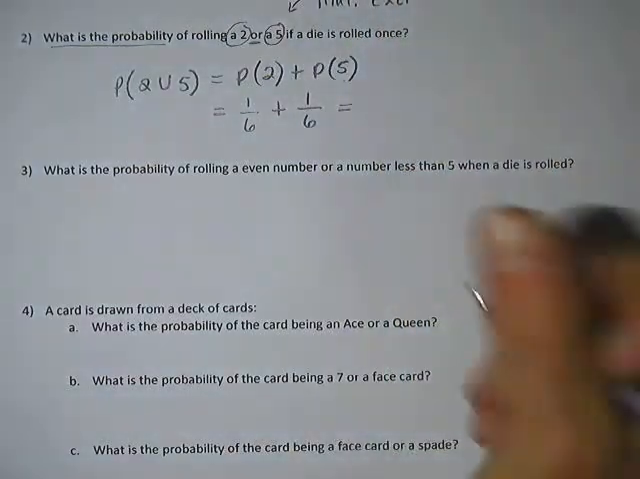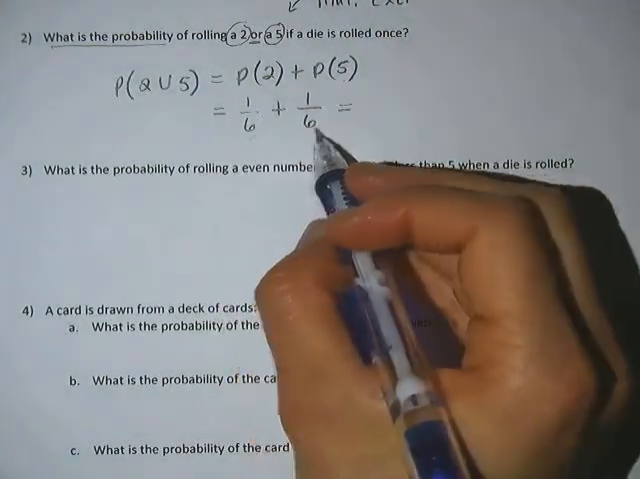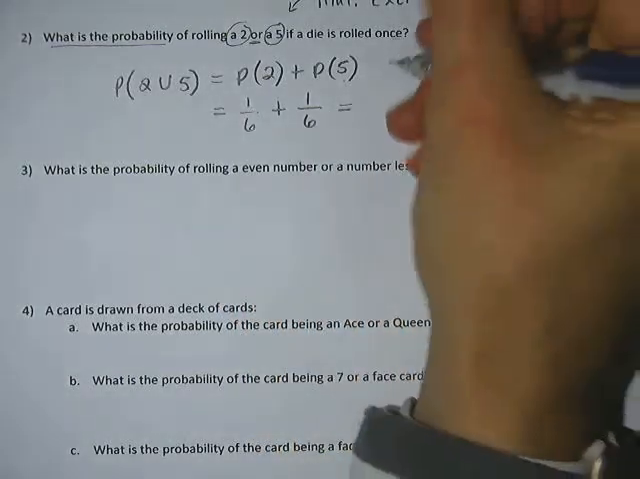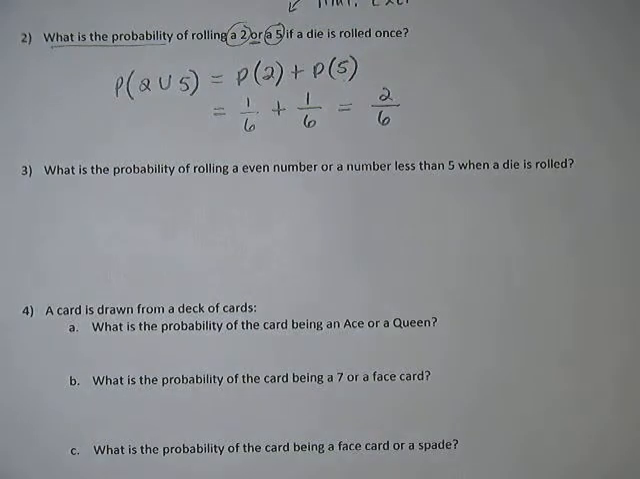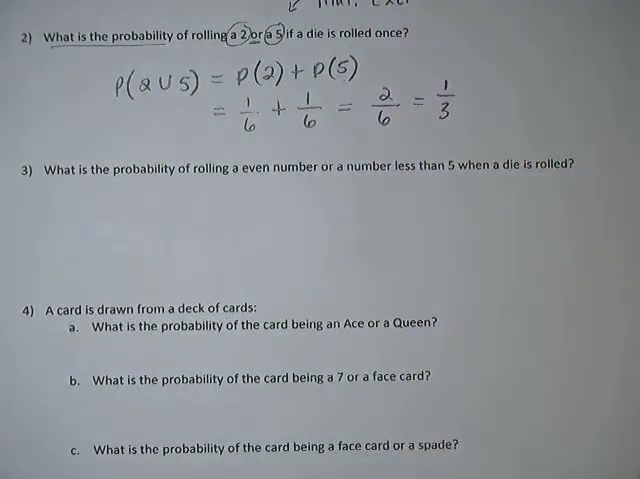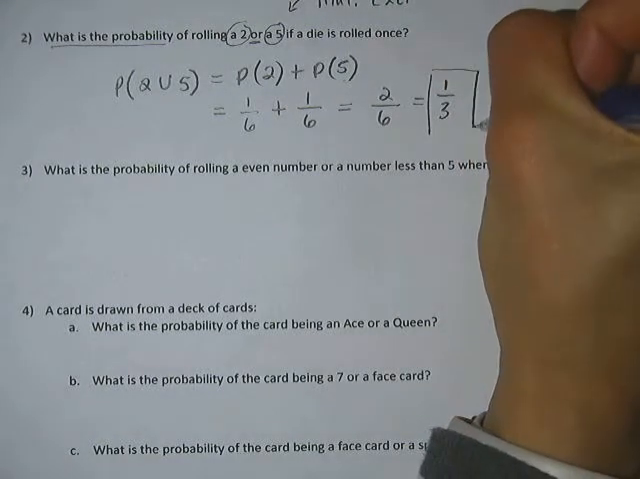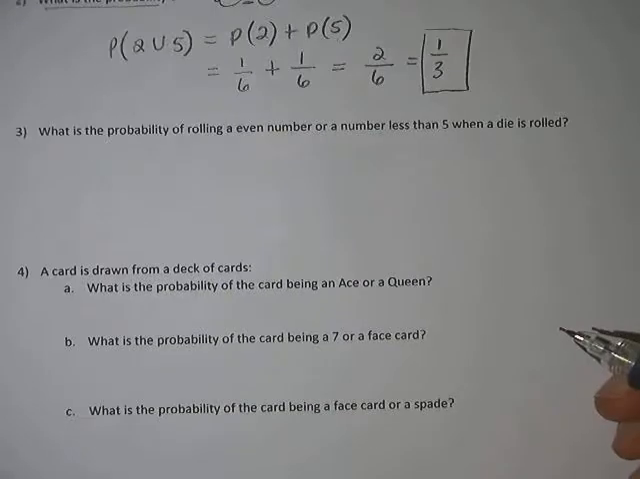We don't have to worry about subtracting anything. So when you add, remember the denominators have to be the same, and then you just add the top. So 1 plus 1 is 2 over, and then you keep the denominator the way it is, and then you just reduce. So 2 over 6 ends up being 1/3. So I have a 1 out of 3 chance that if I roll a die, I would get either a 2 or a 5. Okay? All right, the next one.